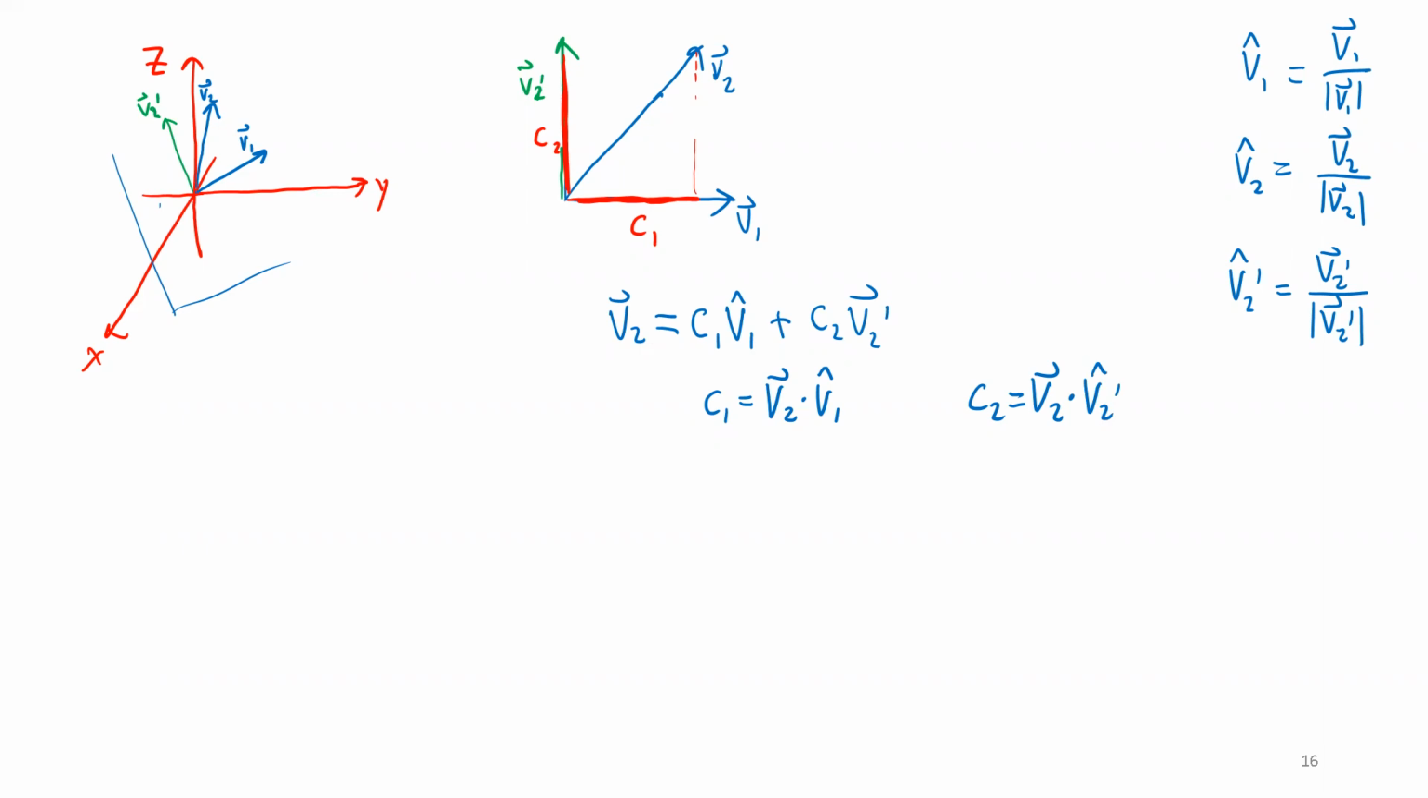Now I put this V2 prime as the subject. Then C2 V2 prime is given by V2 minus C1 V1 hat, which is V2 minus, what is C1? C1, as I said, is V2 dot V1 hat. So it's V2 minus V2 dot V1 hat, times V1 hat.